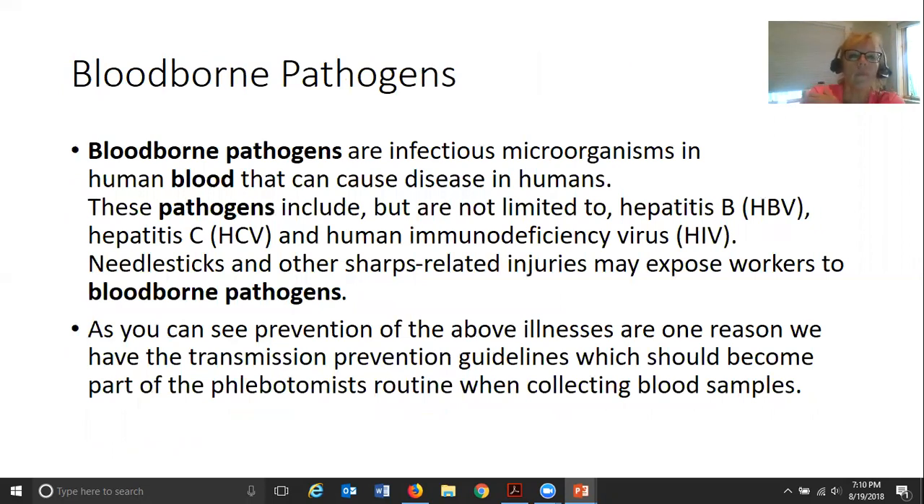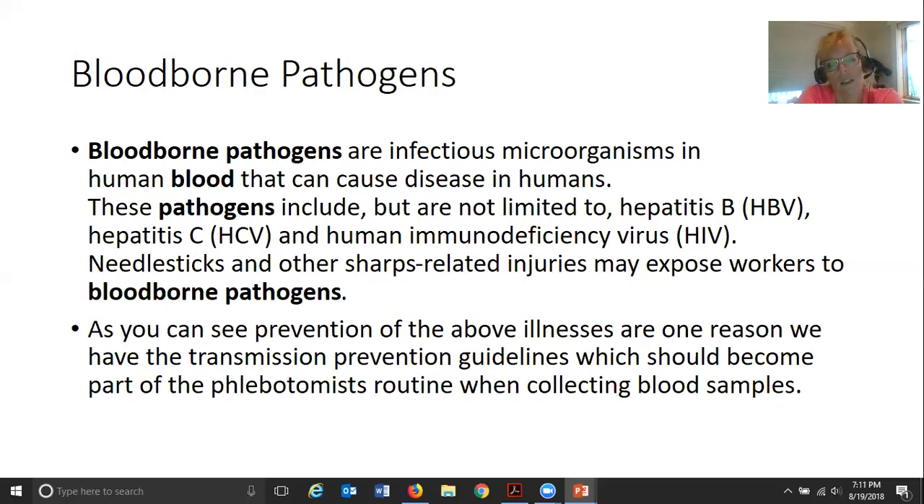When we talk about bloodborne pathogens, they are infectious microorganisms in blood that can cause disease in humans. So it may include things like hepatitis B, hepatitis C, HIV. Anything that can be carried in the blood. These are the 3 main ones, but there are others. Anytime a person gets a needle stick or a sharp related injury, say that a tube breaks and cuts a hand or something, workers can be exposed to bloodborne pathogens.